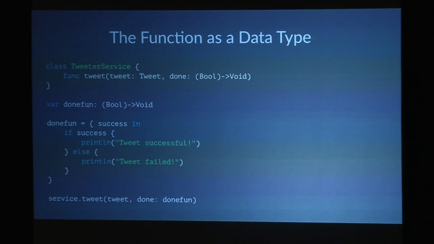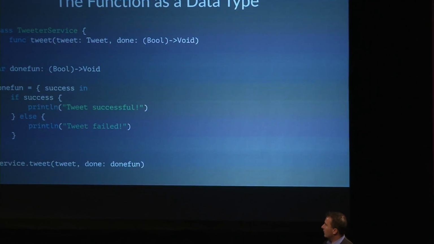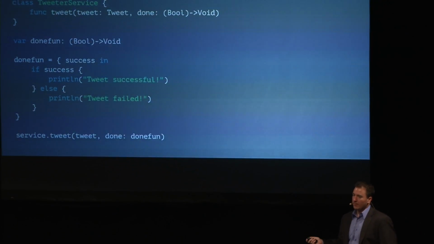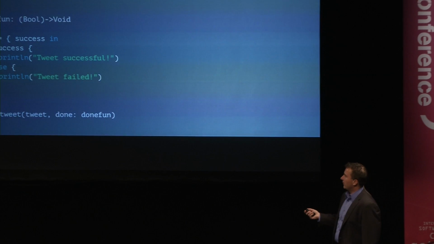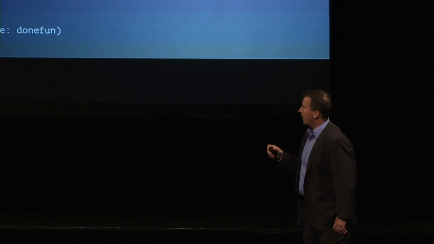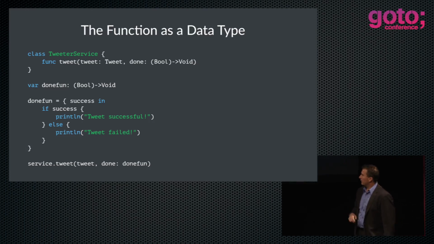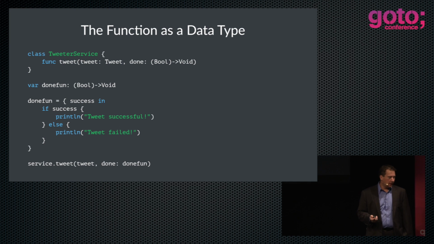And then you've got this done function, and that's a variable, just like any other variable, and it's of a single type: parameter Boolean, returns void. And then here we're assigning the variable to something. Success in, you're naming that parameter. I believe in C# you use equals arrow, which is better syntax, but they chose in. And then we do something here, successful and failed, and then we send out the tweet.